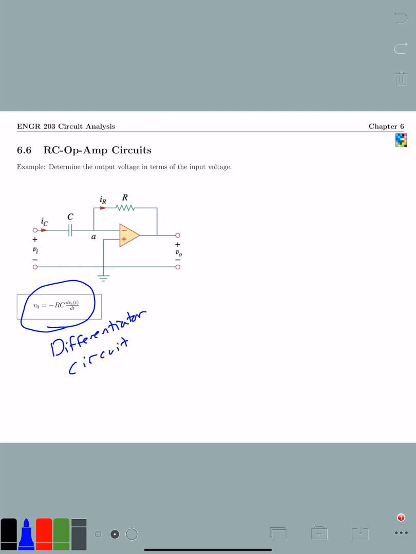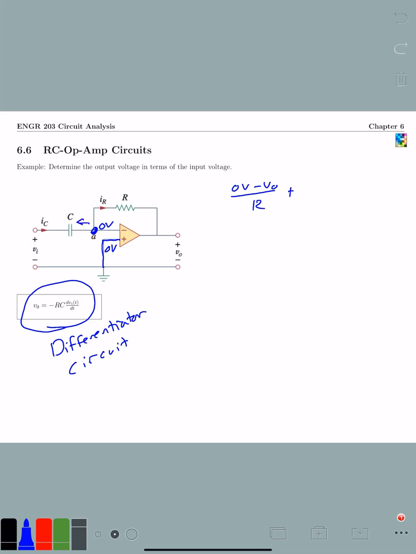As we usually handle op-amp circuits, we're going to start with node voltage at the negative terminal, and we know that since this is ground, this is 0 volts, that means this is 0 volts. So if I want to find the current going up here, it would be 0 volts minus the output V0 over R. That's the easy part, right?